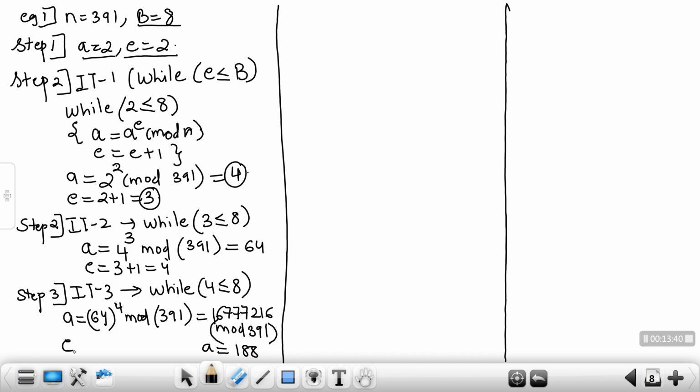And E will be nothing but E plus 1. What was E over here? E was 4. So 4 plus 1. My new value of E is nothing but 5.